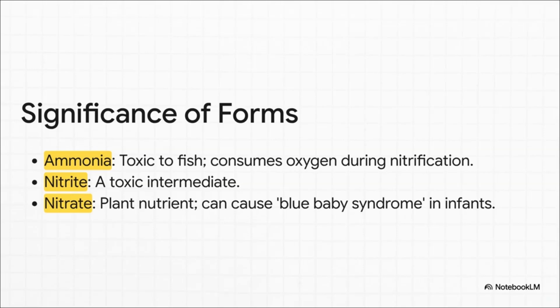Ammonia is directly toxic to fish, plus its conversion to nitrate consumes huge amounts of dissolved oxygen. Nitrite, that middle step, is also highly toxic. And finally, nitrate, while great for plants, is a major public health concern in drinking water. It can cause a serious condition in infants called blue baby syndrome.